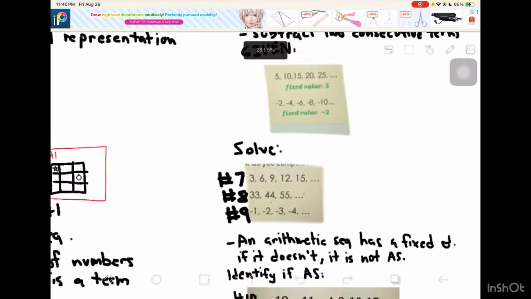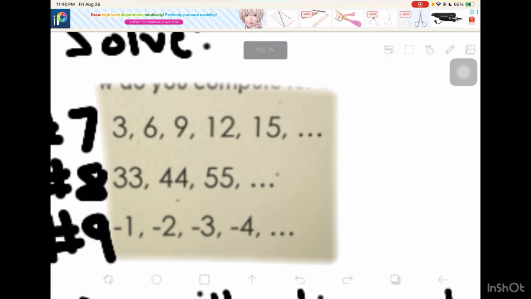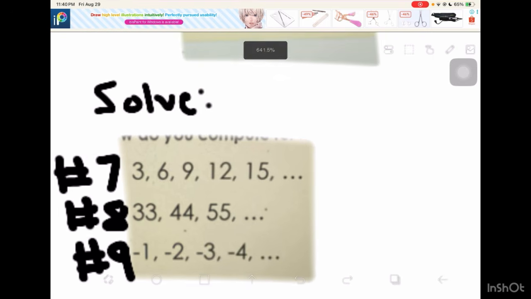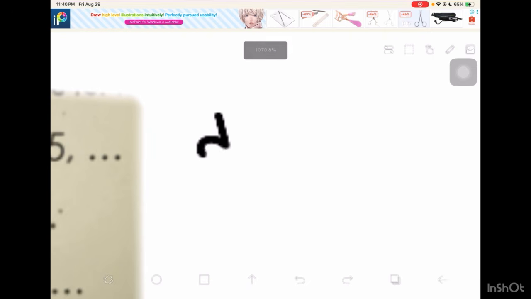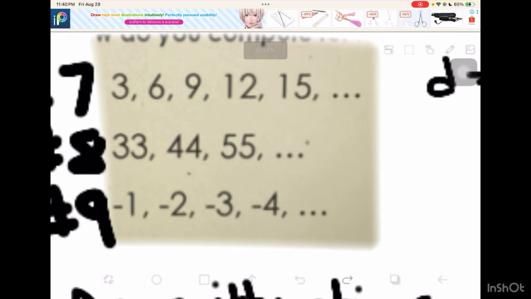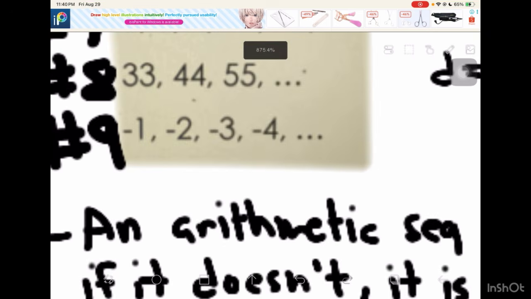So now let's try to find the common difference of these ones. So 6 minus 3, that's 3. 9 minus 6, that's 3. So the common difference here is equal to 3. Next, 44 minus 33, 11. 55 minus 44, also 11. So therefore, it's 11.